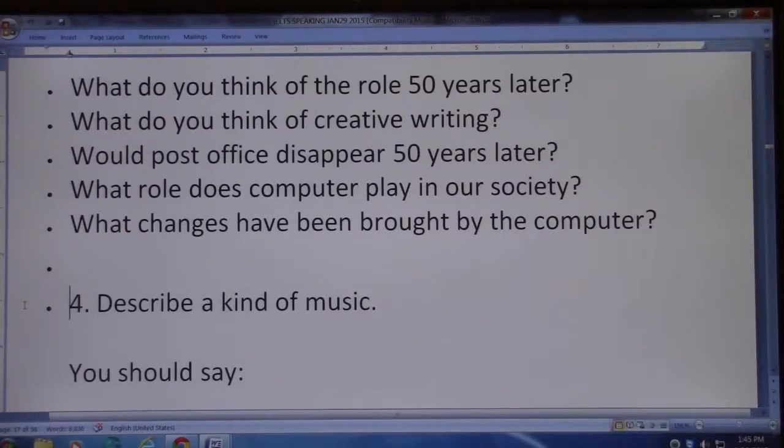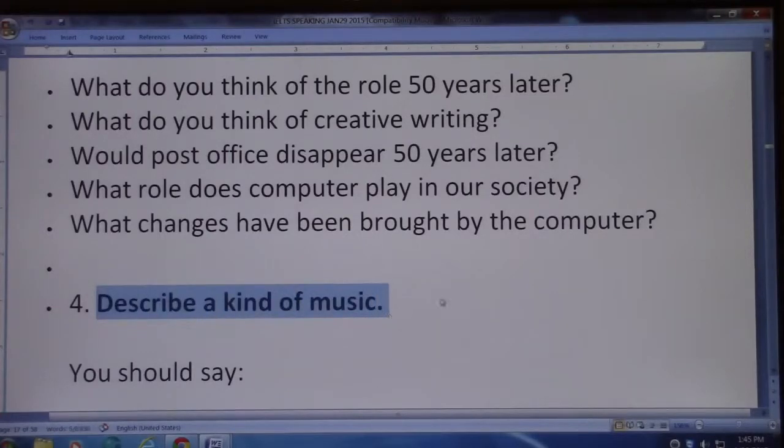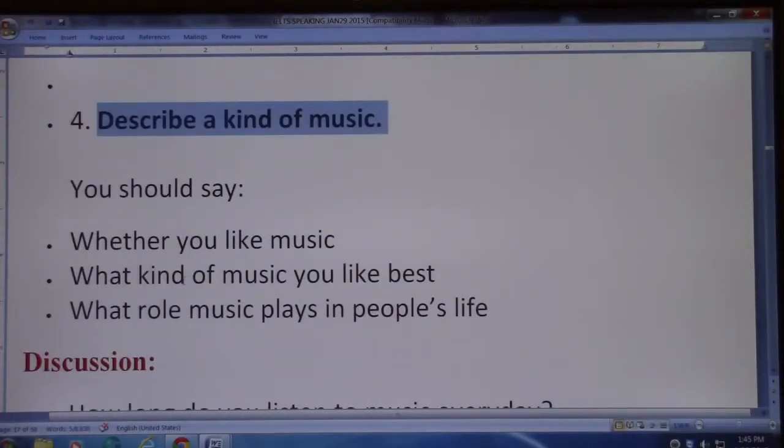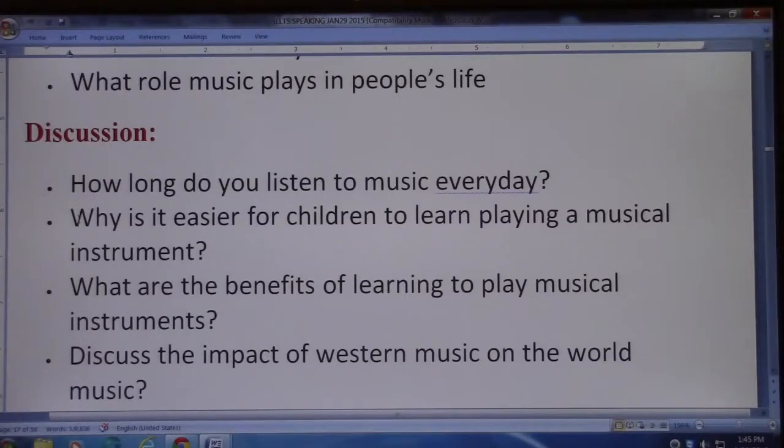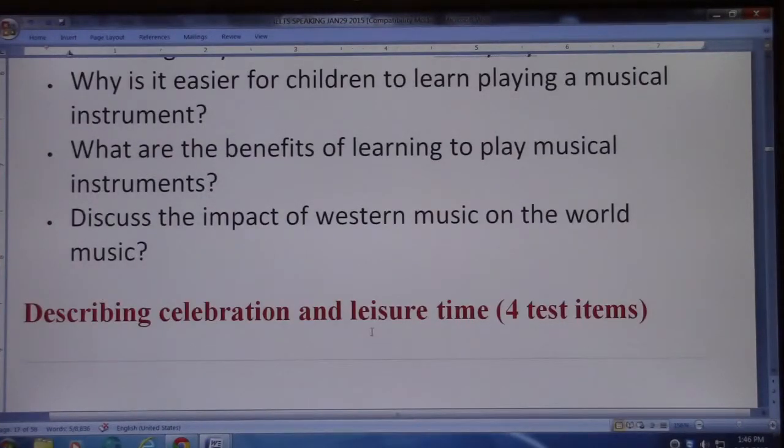Now it's about music. Whether you like music, what kind of music you like best. What role music plays in people's lives. It could also go on to ask you other questions. How long do you listen to music every day? Why is it easier for children to learn playing a musical instrument? Is it really easier for children to learn musical instruments, and why? What are the benefits of learning to play musical instruments? Discuss the impact of Western music on world music.